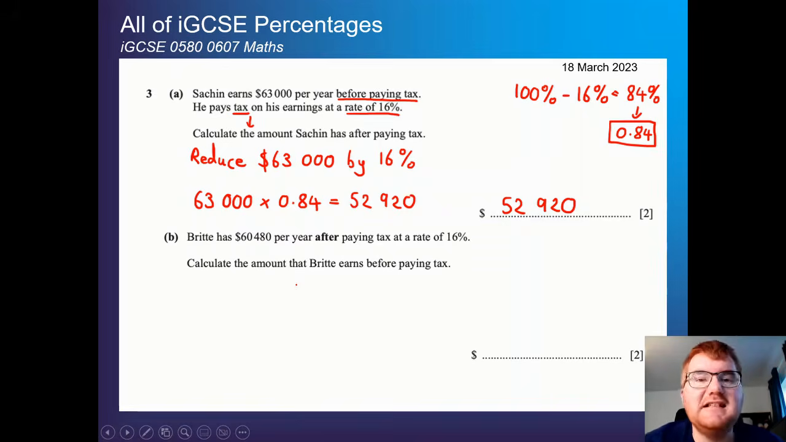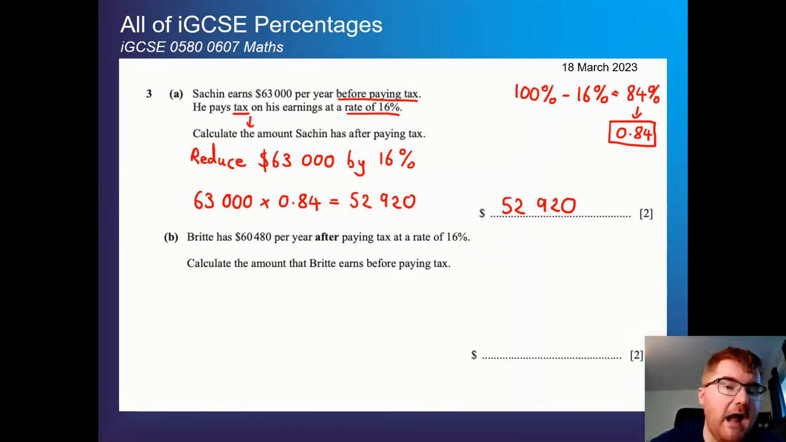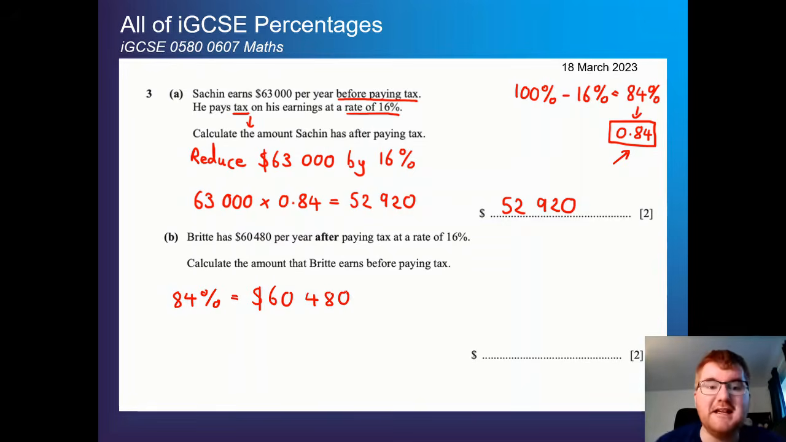So Britta here has a slightly different situation. So she has paid $60,480 per year after paying tax at a rate of 16%. And we want to work out the amount that she has before paying that particular tax. So notice in this case, we've already got this 0.84 from the previous question, that this 84% is equal to the 60,480. And what we want to find here is that original amount. So we want to find the 100% that she had before paying tax.